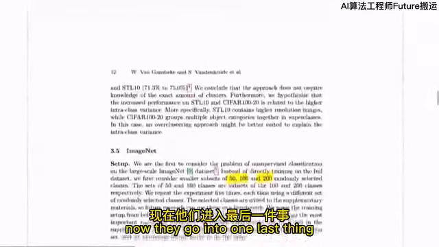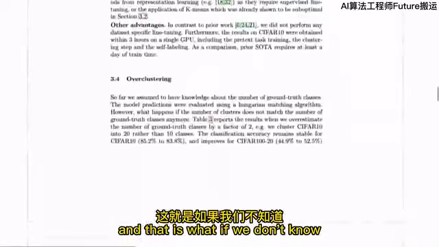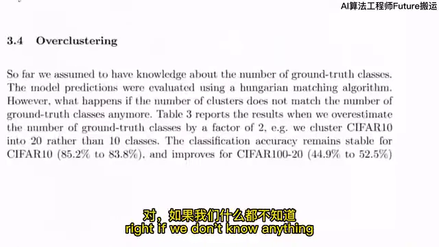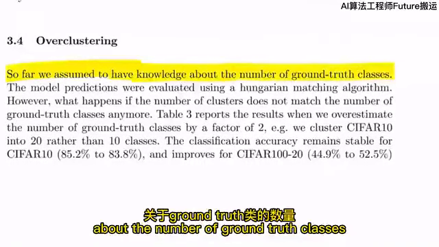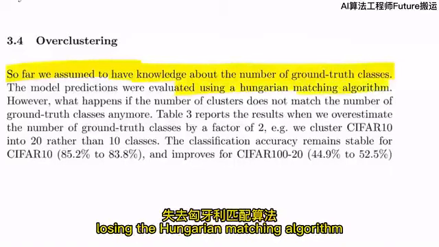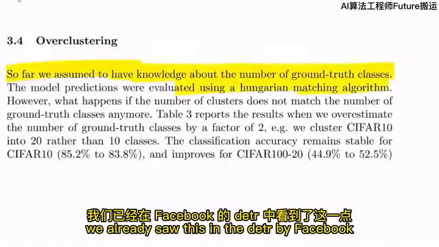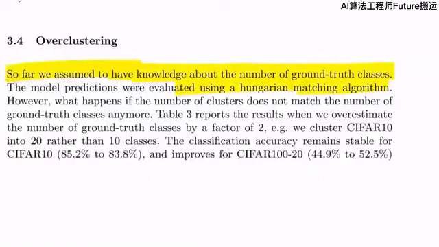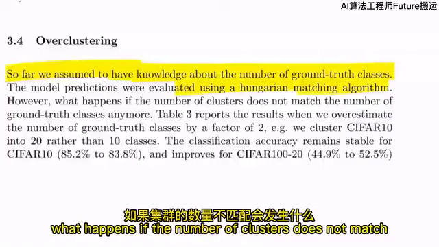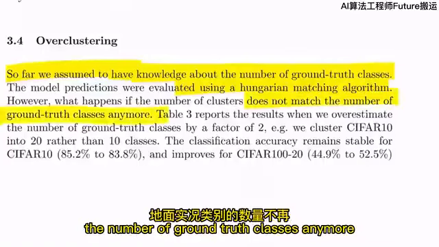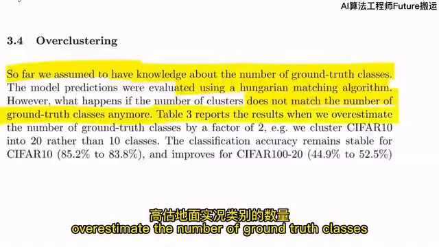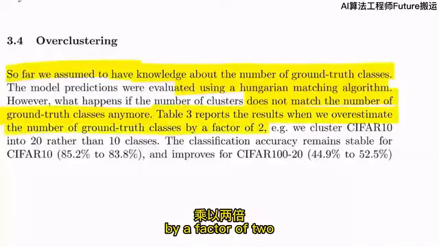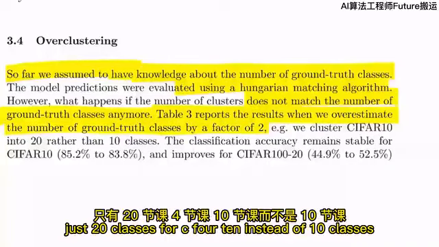Now they go into one last thing, and that is, what if we don't know how many clusters there are, right? If we don't know anything. So far we have assumed to have knowledge about the number of ground truth classes. The model predictions were evaluated using the Hungarian matching algorithm. We already saw this in the DETR by Facebook, if you remember. However, what happens if the number of clusters does not match the number of ground truth classes anymore? So they now say table 3 reports the results when we overestimate the number of ground truth classes by a factor of 2. Okay, so now they build just 20 classes for CIFAR10 instead of 10 classes.